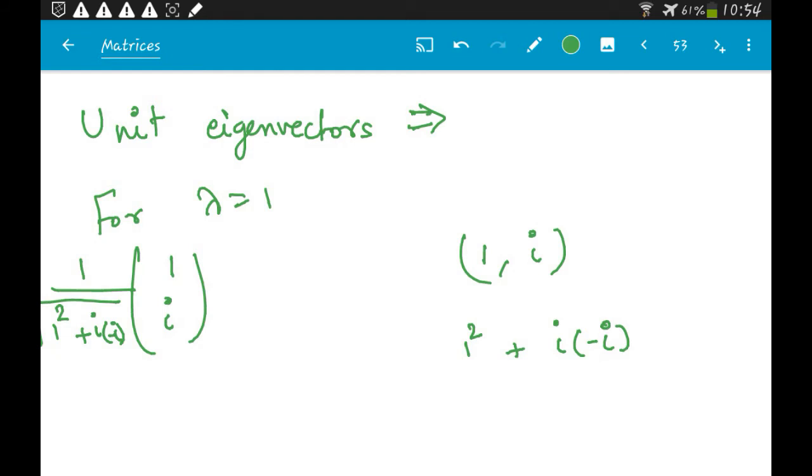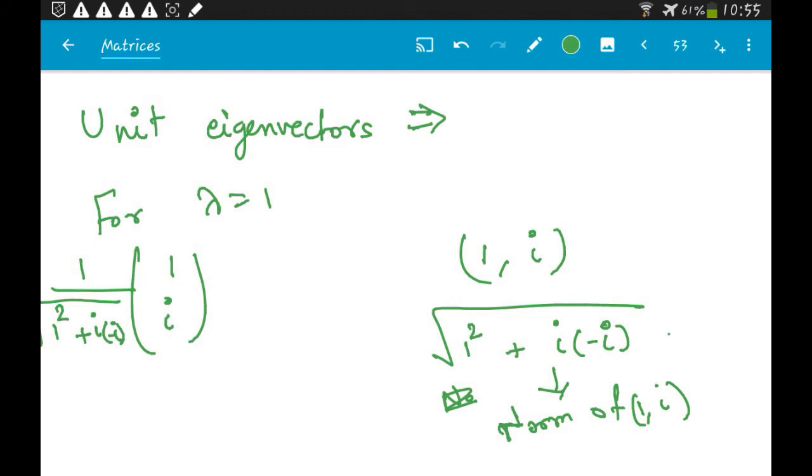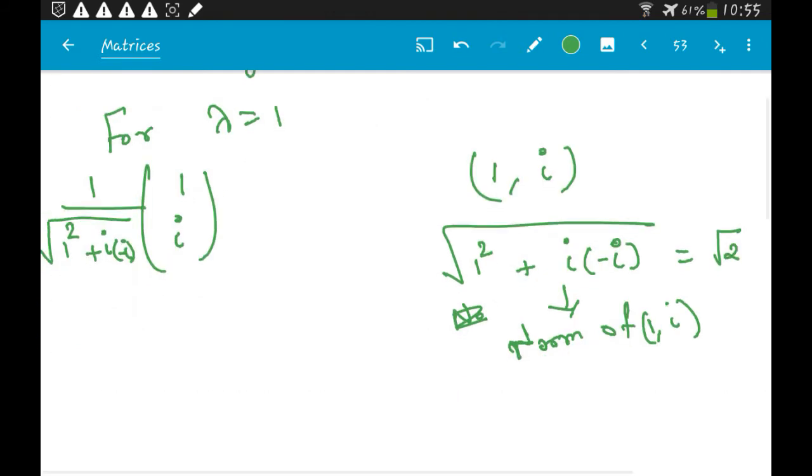So when you do I into minus I, you're going to get a positive number. That's not the criteria, but what you have to do is take the complex conjugate. So this is your norm of 1 comma I. This is nothing but root 2. So this is your 1 by root 2, 1 comma I.